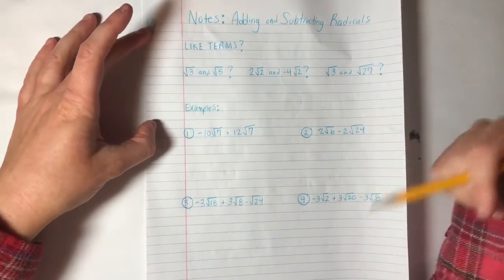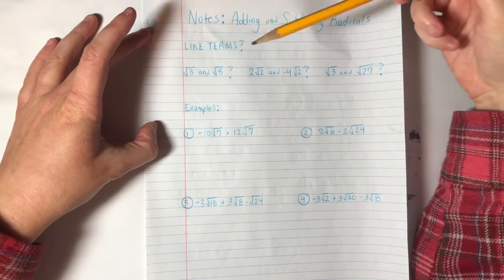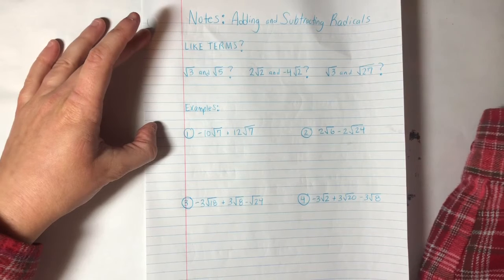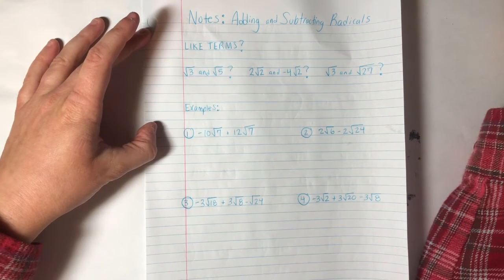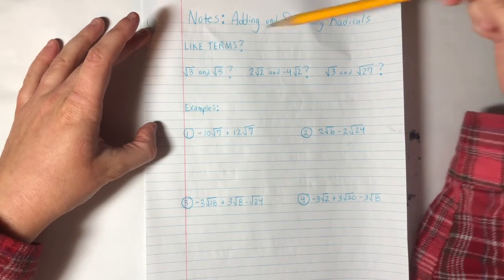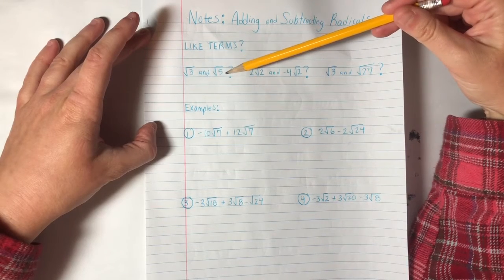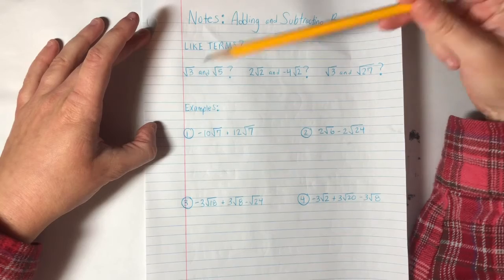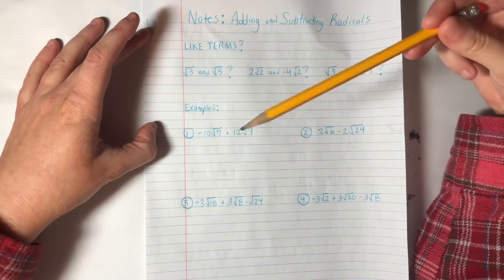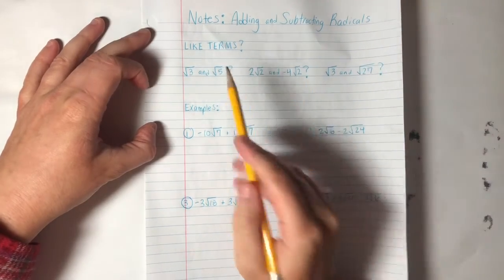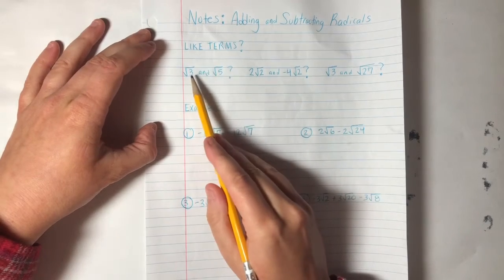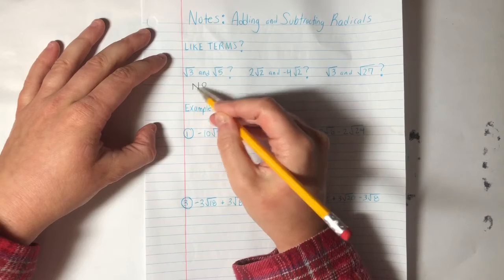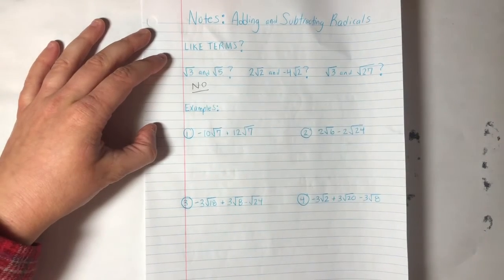So before we get into some examples, you see how I have like terms with a question mark, and I give you guys 3 examples of whether or not these are like terms. Essentially, like terms in this case are going to be whether or not you have the same number under the radical. When you do have the same number under the radical, that means you can combine them. And if you do not have the same number under the radical, you cannot combine them. So with radical 3 and radical 5, clearly 3 and 5 are not the same number, so these would not be like terms. I'm just going to write no here for now, okay?